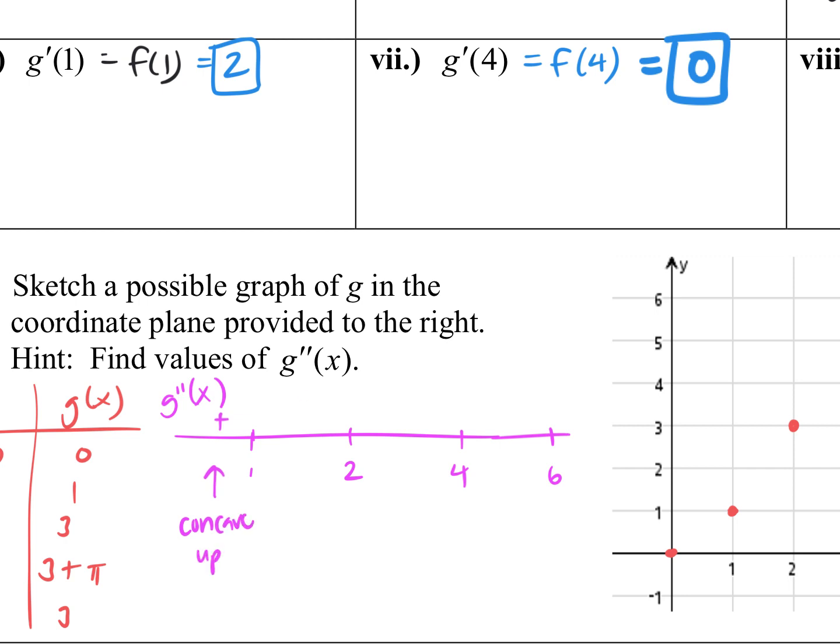In between 1 and 2, my slope was 0. So is there going to be any concavity at all? No. Nope. We're just going to have a straight line connecting those 2 points from 1 to 2. Between 2 and 4 and 4 to 6, all of those slopes are negative. So this entire section of the graph is going to have concave down.